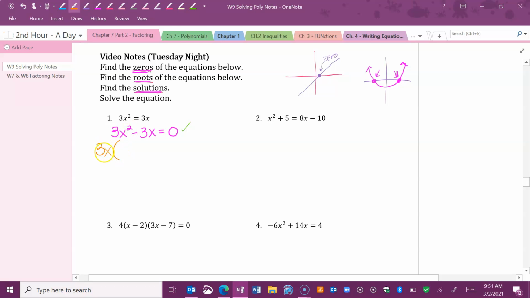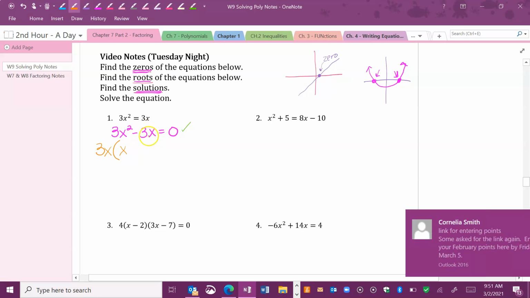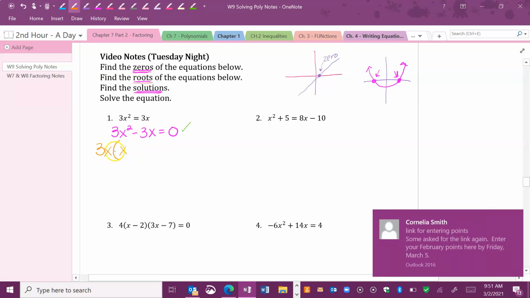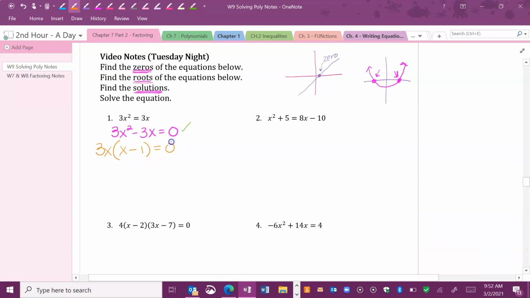So 3x squared divided by 3x is just x, because 3 divided by 3 is 1, and x squared divided by x is x. And 3x divided by 3x is 1. So I have x minus 1. Then I need to set each factor equal to 0. One factor is 3x, the other factor is x minus 1. So I'm going to set 3x equal to 0, and I'm going to set x minus 1 equal to 0. I'm going to get for my two solutions x equals 0 and x equals 1.